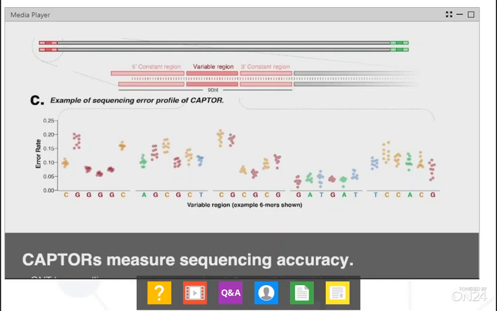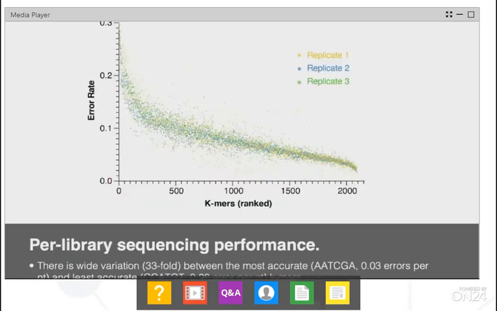And you can easily see how we can use this to evaluate our sequencing accuracy and build quite a detailed error signature for each library. And it's quite comprehensive as well because it essentially incorporates every sigma.